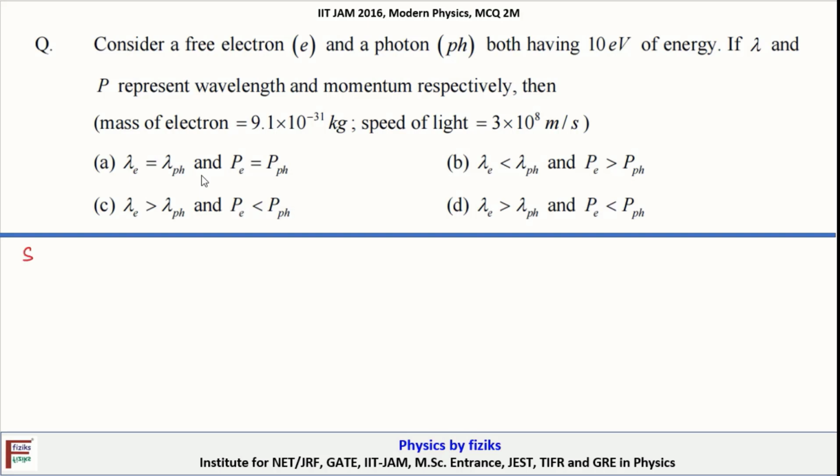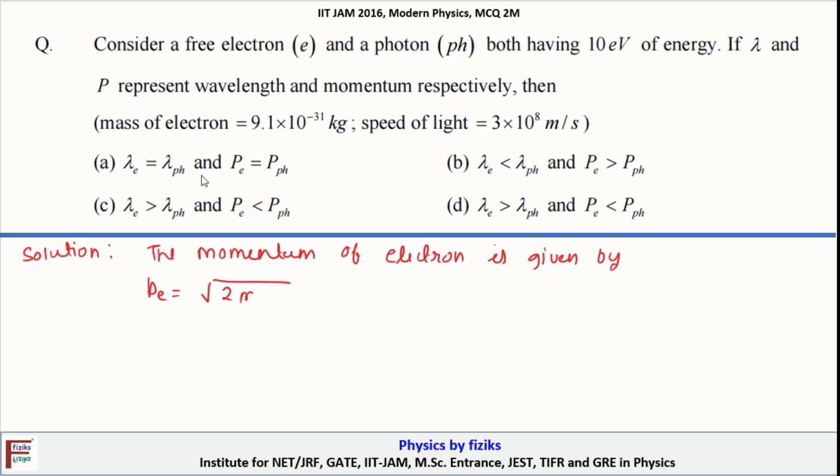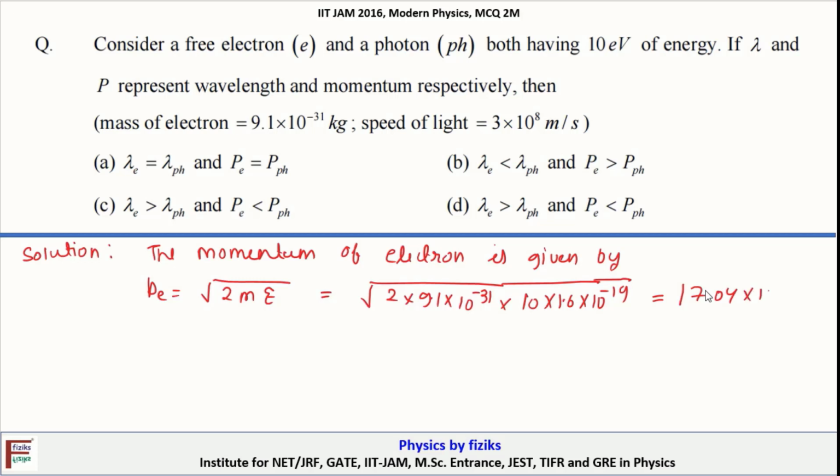So the momentum of electron is given by P_E is equal to root 2mE, equal to root of 2 into 9.1 into 10 to the power minus 31 into 10 into 1.6 into 10 to the power minus 19, which is equal to 17.04 into 10 to the power minus 25 kilogram meter per second.